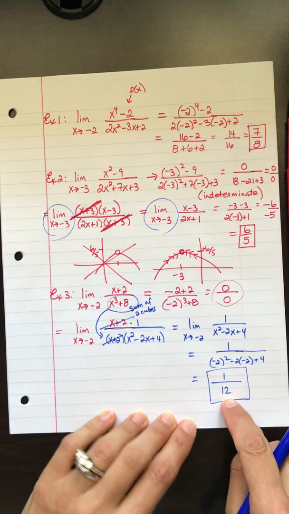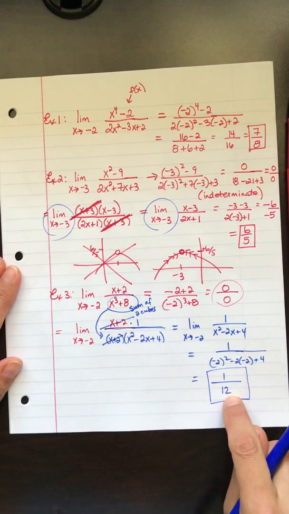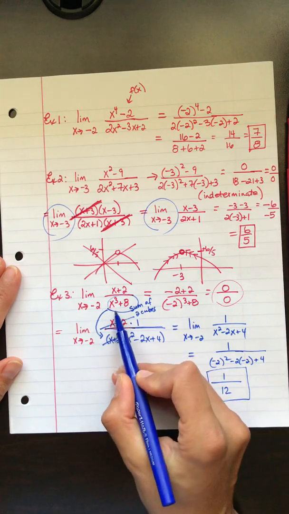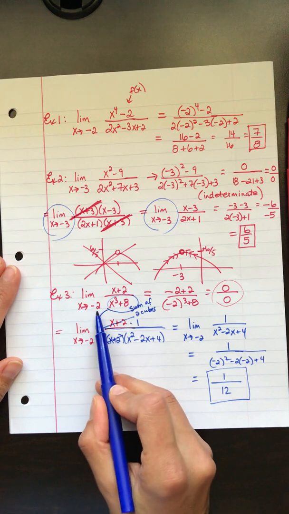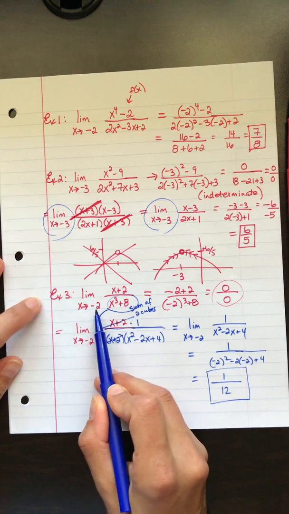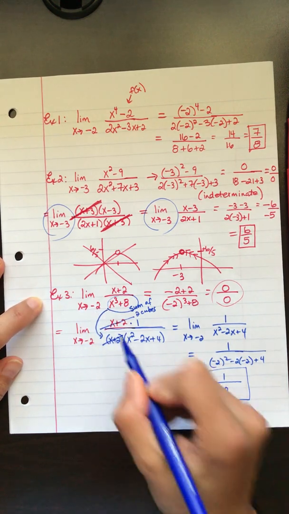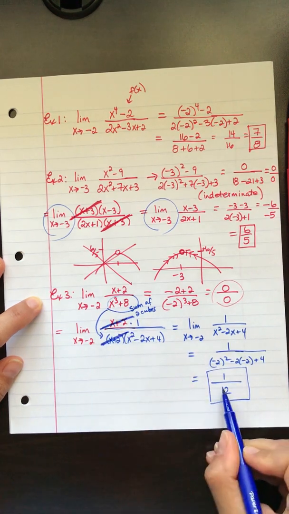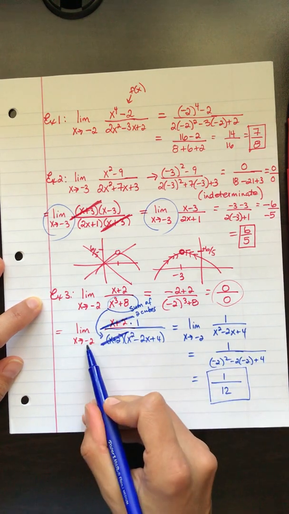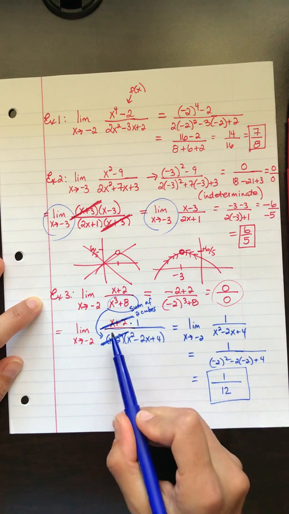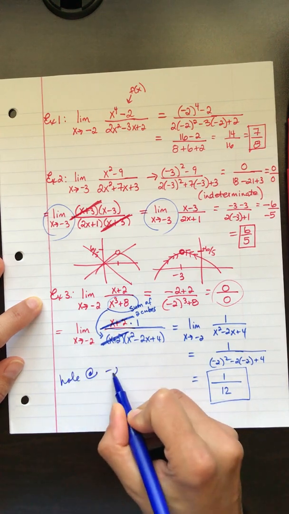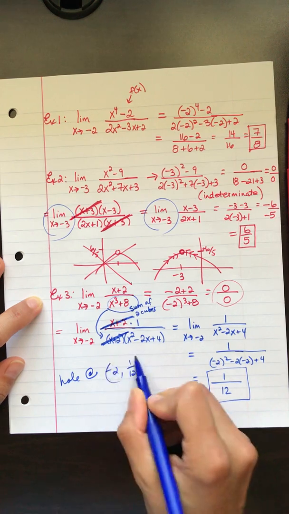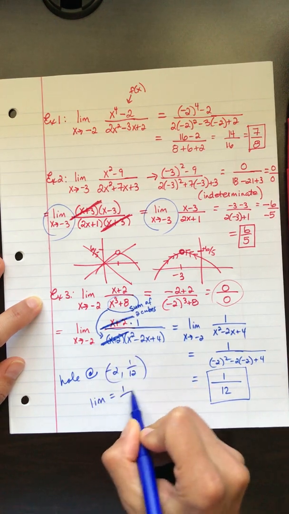And you can bet your bottom dollar that 1 over 12 is definitely the y value that we get on this graph, as you approach negative 2 from the left and the right. At negative 2, this is the y value, but it doesn't actually exist as the point negative 2 comma 1/12. There is a hole at negative 2 comma 1/12. But the limit is 1/12.